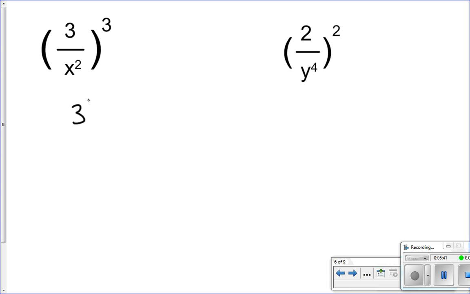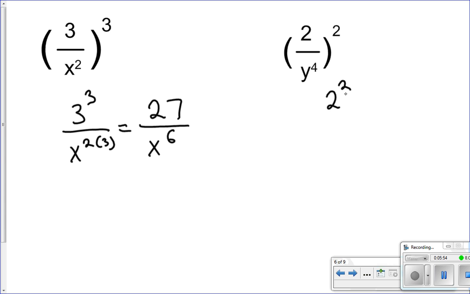So I get 3 cubed over x squared times 3, and that gives me 27 over x to the 6, because it's a power raised to a power. And this one, I'm going to get 2 squared over y to the 4th times 2, or 4 over y to the 8th power.